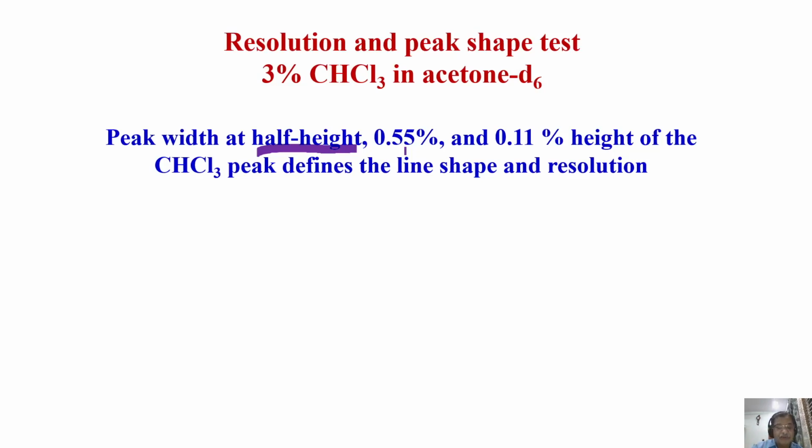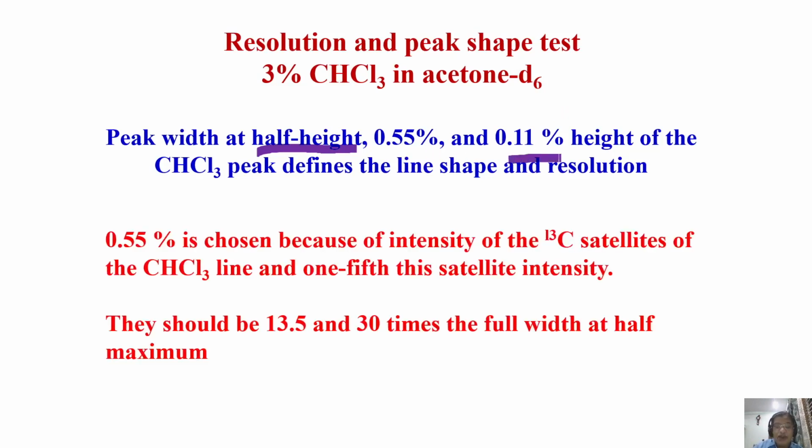signal intensity at the bottom. And then 0.11% of that at the bottom, and measure the line width at 0.55% at the bottom, where you are going to get the carbon 13 satellites. Why was it chosen? 0.55% is because if CHCl3 is seen, there is a peak here, and you have carbon 13 satellites here. Carbon 13 is 1% abundant. So its intensity is divided into two.